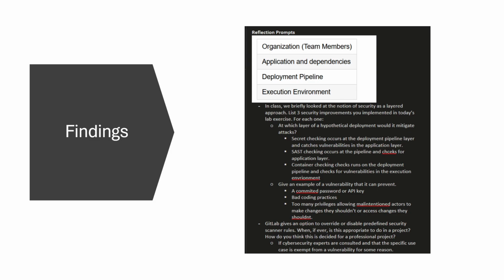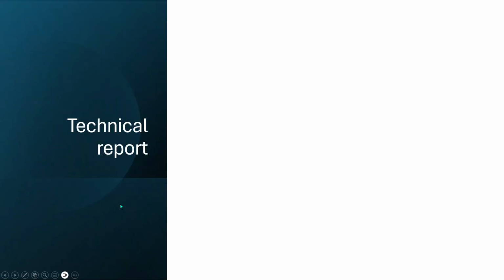Also, here's what I wrote down about essentially layers of an organization, as in the people as a whole, application dependencies, the deployment pipeline, and the execution environment. And so this is when we were discussing and looking into security, essentially. So what comes down to container security, security within the organization, and other things of the sort.